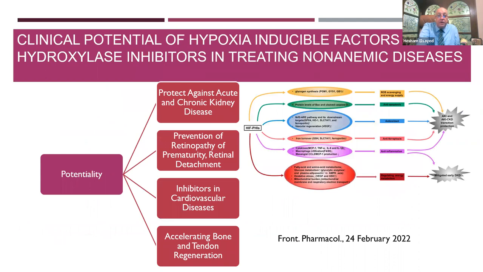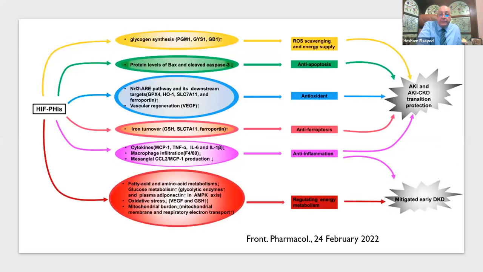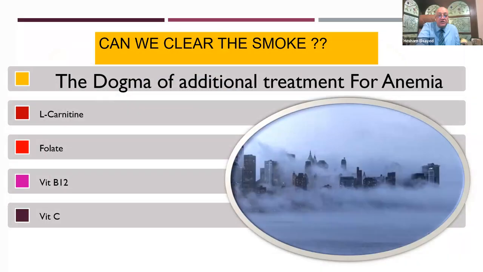Looking to the future, it may have a protective effect against acute and chronic kidney disease, can prevent retinopathy of prematurity or retinal detachment through angiogenesis, can be an inhibitor of cardiovascular disease, and accelerate bone and tendon regeneration. I remember when the sodium glucose cotransporter inhibitors were introduced for glucose treatment. We are now treating patients with diabetic kidney disease, and maybe as well in a synergistic effect, hypoxia inducible factor in the following years may have a role too.